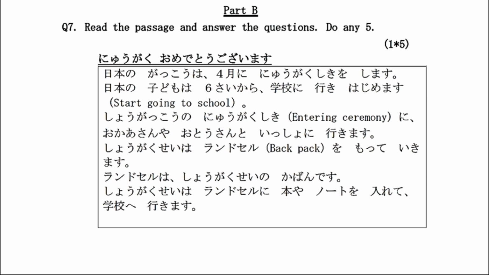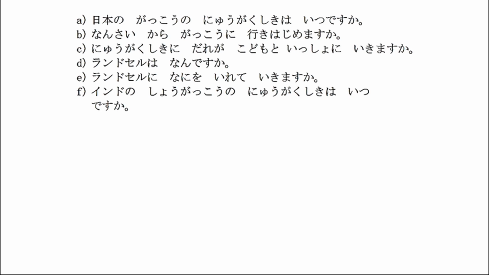If not, please pause the video and go through the passage one more time. Now, let us see the questions. Question A is, 日本の学校の入学式はいつですか? Since the entering ceremony is in April, the answer will be 4月です。Question B is, 何歳から学校に行き始めますか?